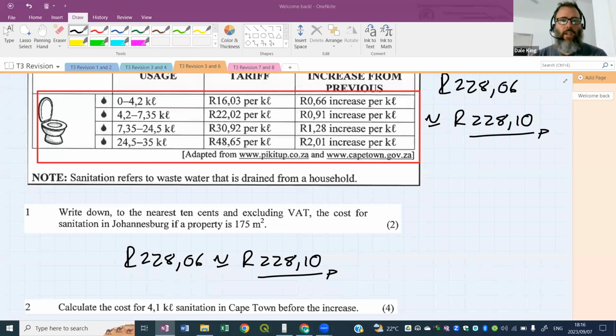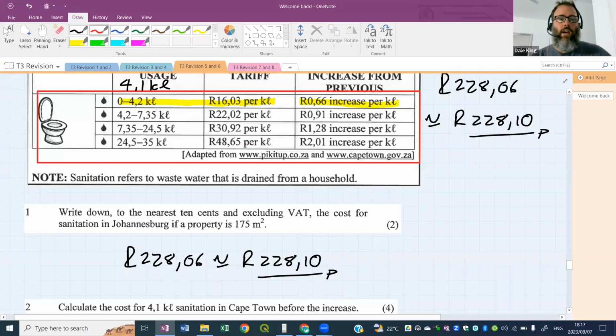Okay, no. You're on the right track there. But the first thing you said was we need to work in this bracket here. You said 7.35 and 4.2, but the kiloliters they gave us is 4.1. Your second thing was to work with this tariff. That is correct. The 16 rand and 3 cents is correct. We need to be working in this first line here, because we got 4.1, which is below 4.2. So from 0 to 4.2, that's the one we're working in.